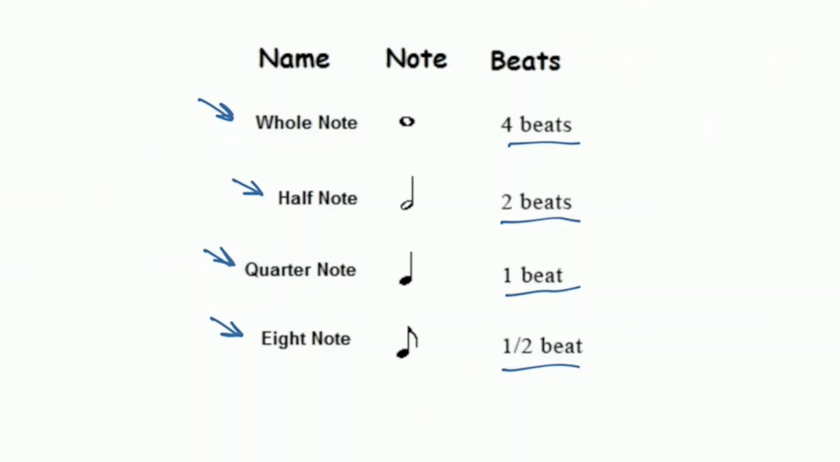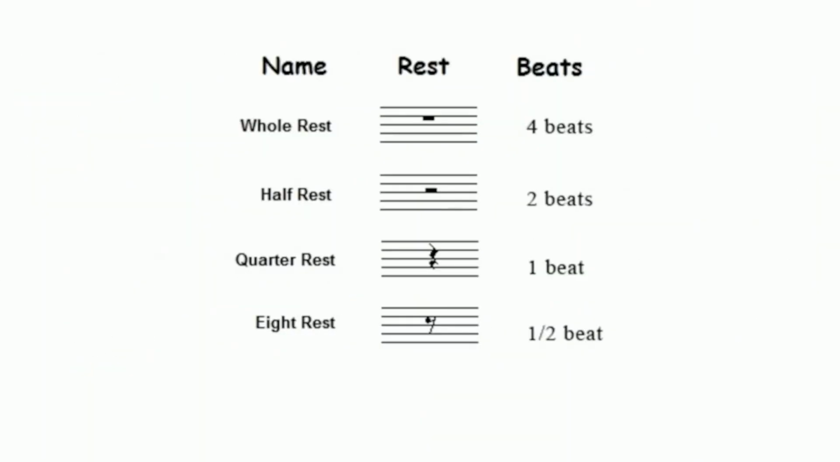So a little trick here is to take the word note and replace it with the word rest. So now, as you can see, a whole rest is now equal to 4 beats, just like the whole note was equal to 4 beats. The half rest is equal to 2 beats. The quarter rest is equal to 1 beat. And the eighth rest is equal to half a beat.